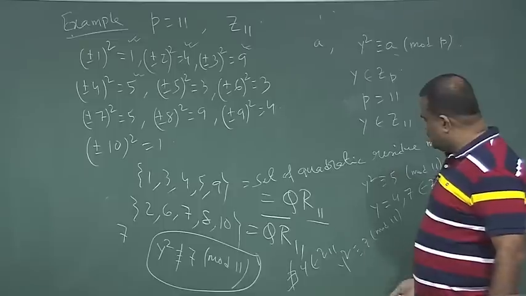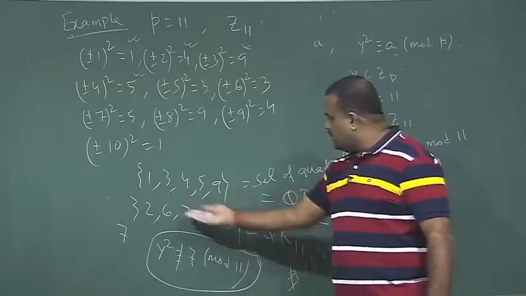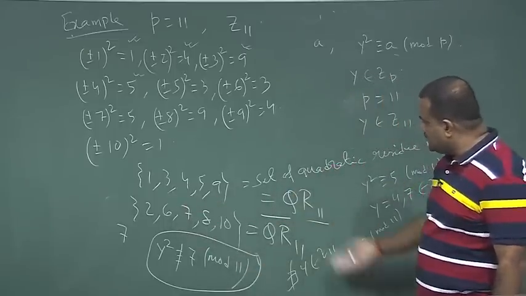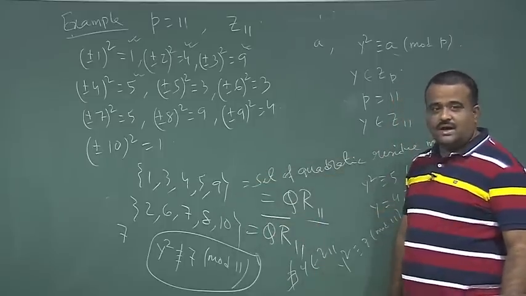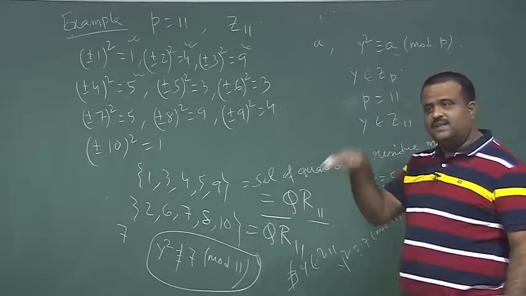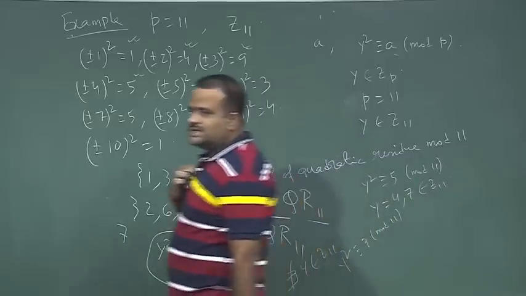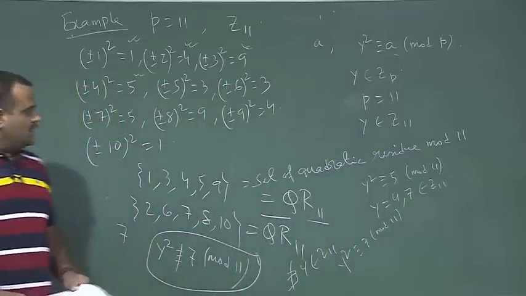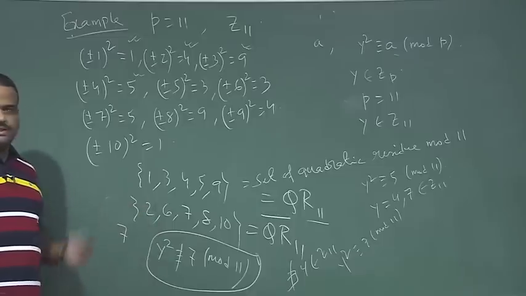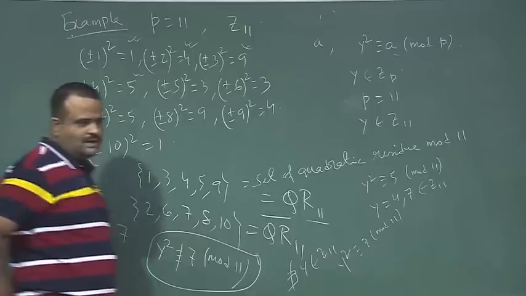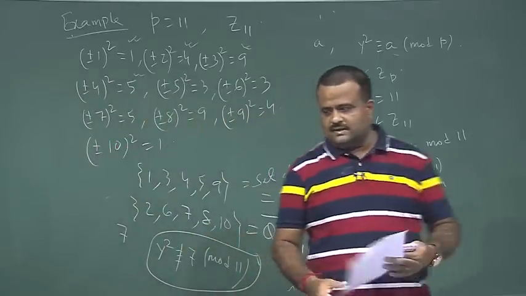Okay. So that means these are all quadratic non-residues mod 11, and surprisingly the cardinality of these two sets is the same, and this is true. In fact, at a later stage we will try to prove this. So the number of quadratic residues and the number of quadratic non-residues are the same.